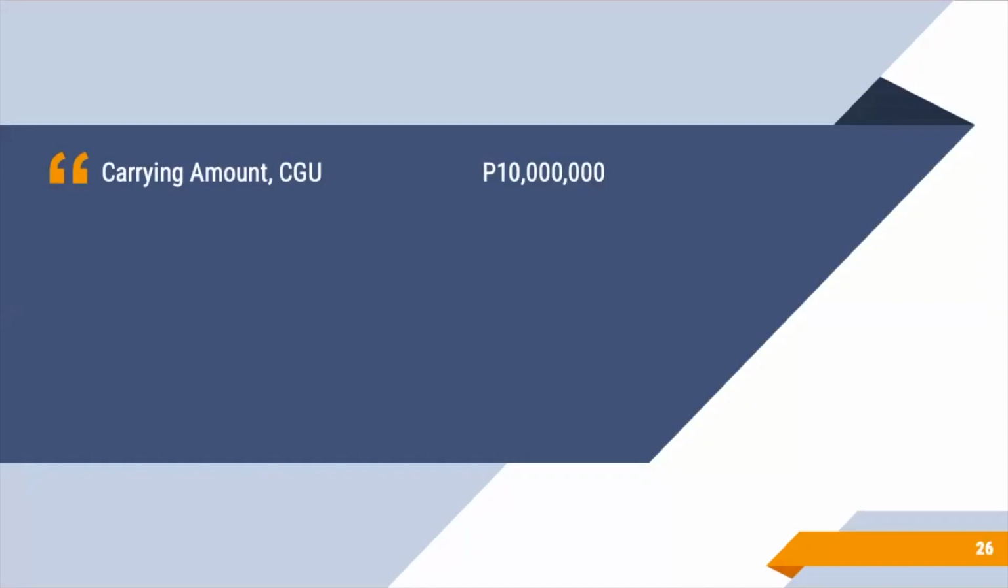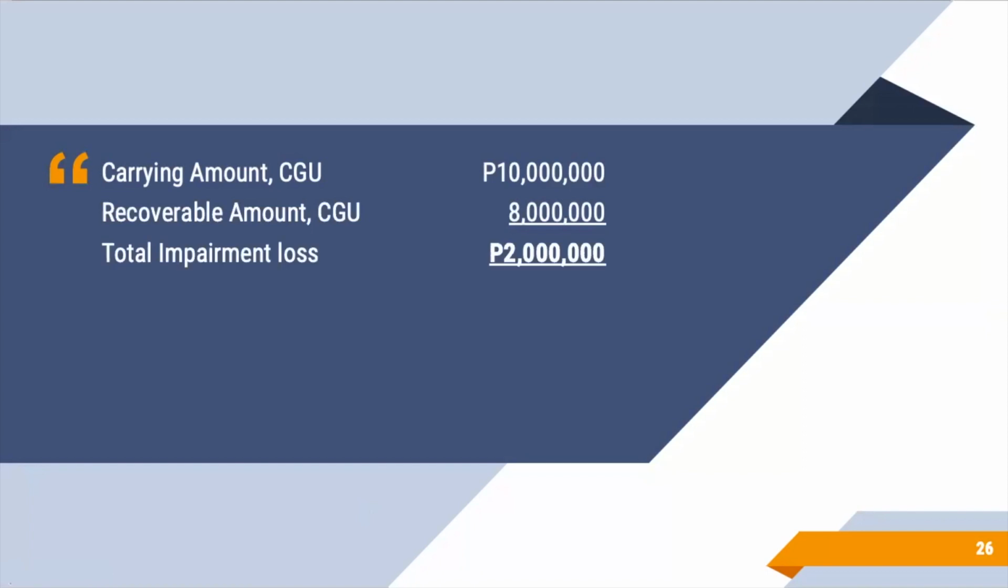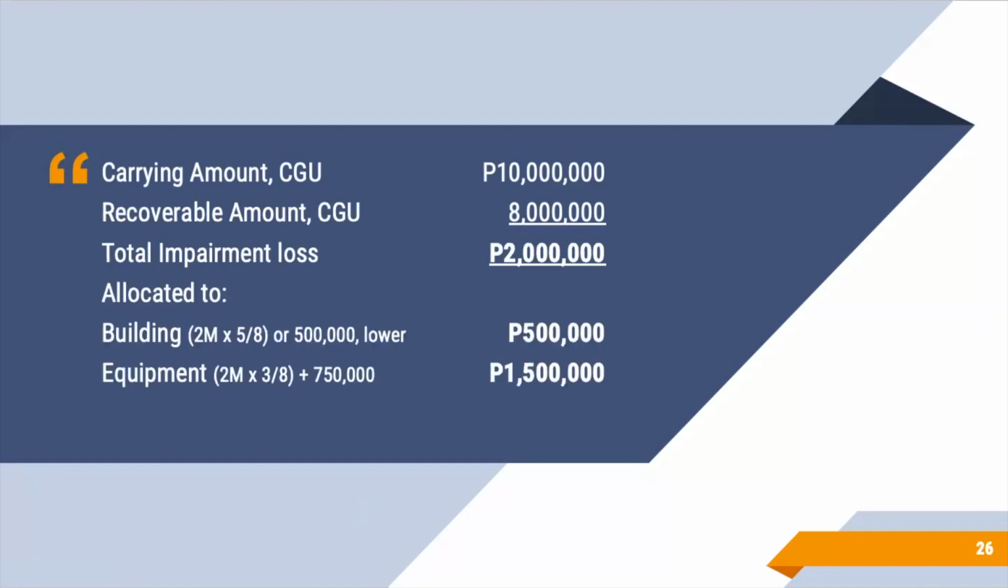The carrying amount of the whole CGU is 10 million. The recoverable amount of the whole CGU is 8 million. Therefore, the total impairment loss is 2 million pesos. I-allocate natin yan sa building tsaka sa equipment. Now you ask the question, bakit sir sa building at sa equipment lang?